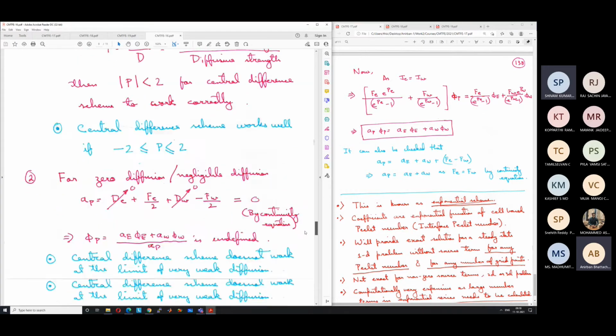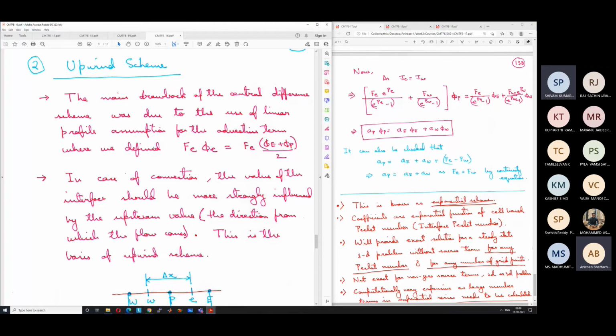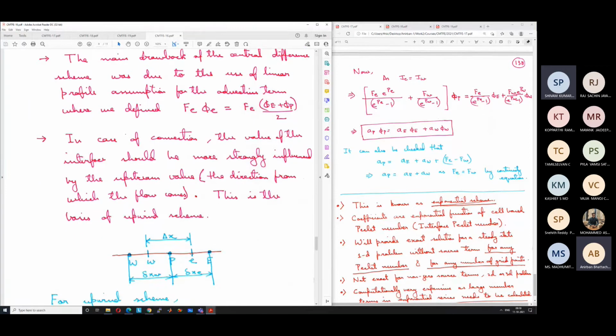In the upwind scheme, we removed that difficulty by assuming that the interface is influenced only by the point on the upstream side of the flow, from which direction the flow is coming. If the flow is coming from left to right, the point P influences the east interface. If the flow is from right to left, the point E influences the east interface. With this idea, we developed the scheme. I am not going into the mathematical details, but the idea is very simple: only one side of the interface influences the interface value for the flow term.